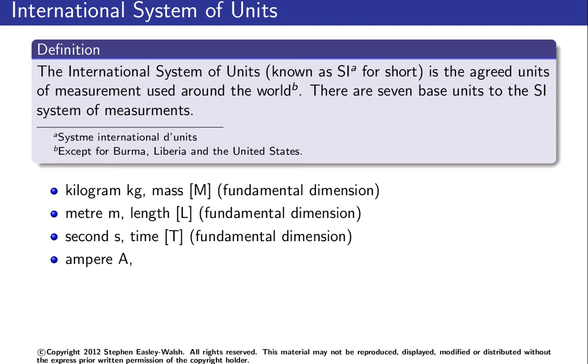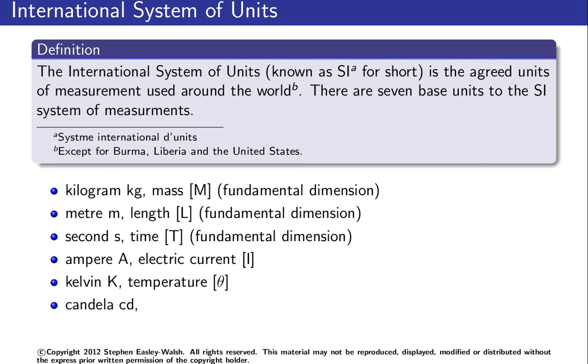The amp, represented by a capital A, measures electric current, and the dimension of electric current is represented by this capital I in the square brackets. Kelvin, capital K, measures temperature, and temperature's dimension is denoted by this theta inside the square brackets. Candela, cd, is luminous intensity.